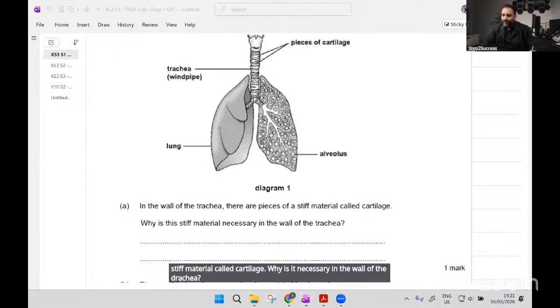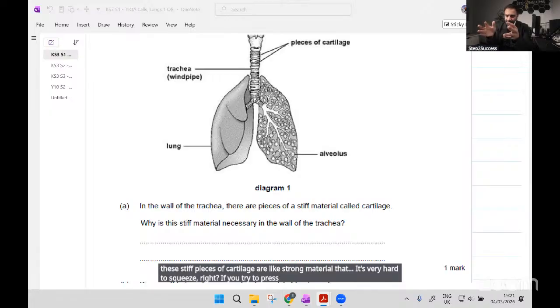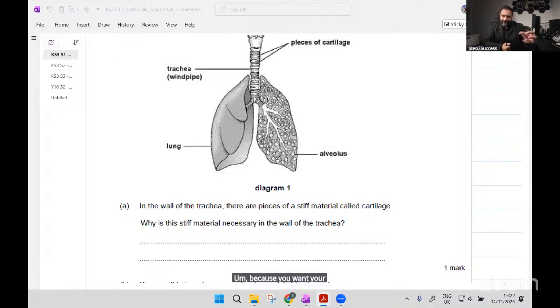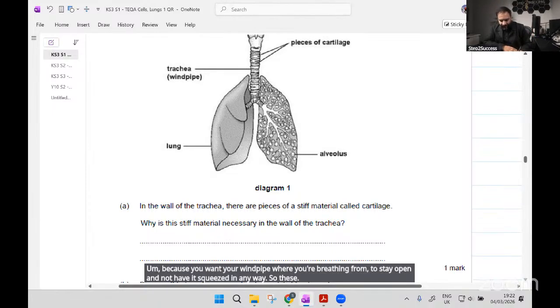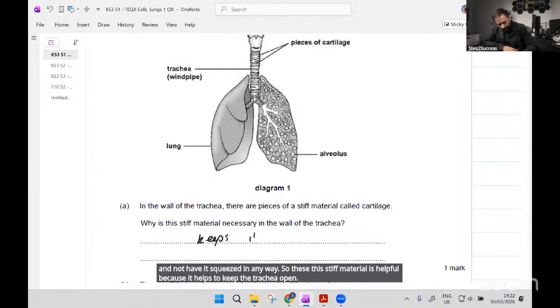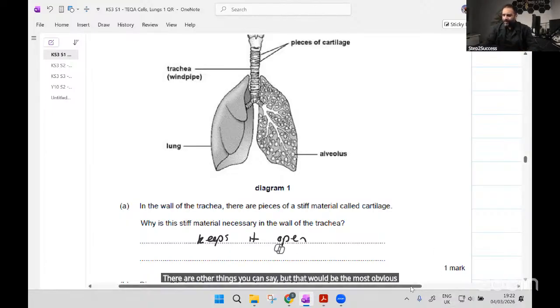These stiff pieces of cartilage are like strong material that is very hard to squeeze, right? If you try to press it, it kind of is in the way. It's too hard to press, which is quite important for your windpipe, because you want your windpipe where you're breathing from to stay open and not have it squeezed in any way. So this stiff material is helpful because it helps to keep the trachea open. There are other things you could say, but that would be the most obvious answer, I would say.